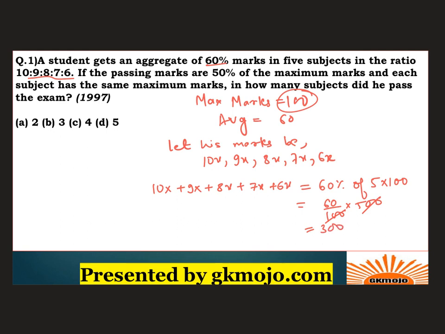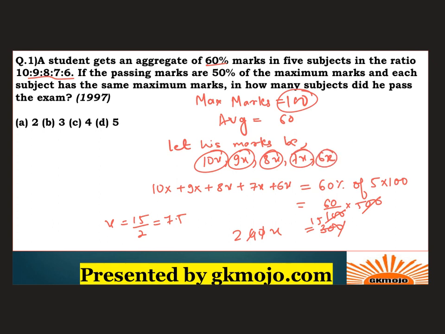So when you solve this, you will have 40x equals 300. This gets cancelled, 2 1 0, 2 2 2 0, 2 15 0. So x is equal to 15 by 2, or x is equal to 7.5. So now easily you can calculate the marks for each subject by placing the value of x.